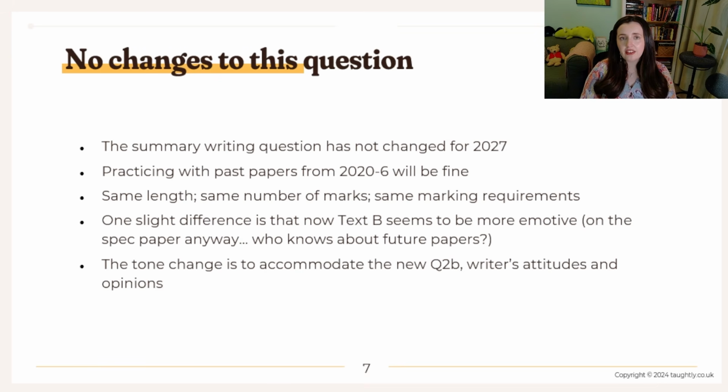But the only difference that I have found is that because it's now followed by the writer's attitude question, previous past papers were more kind of neutral in tone. So the text B tended to be really informative and explanatory and didn't really have a lot of emotion in it. But obviously now it has to have some emotion in for you to be able to then answer the new question on writer's attitude. So really the biggest change to summary writing is very simply that the text will have a slightly more passionate or argumentative tone to it, but the requirements of the task itself and the marking of the task haven't changed.